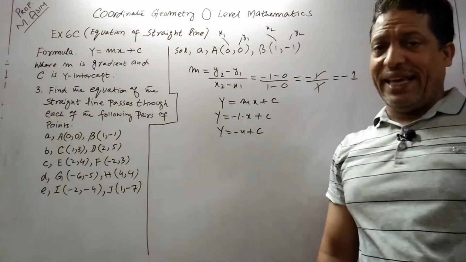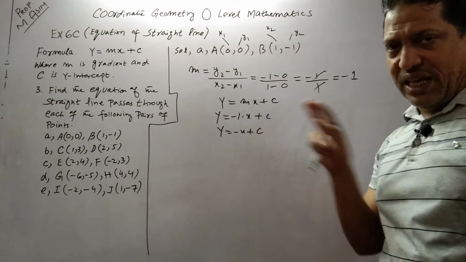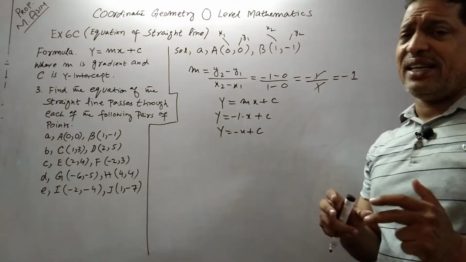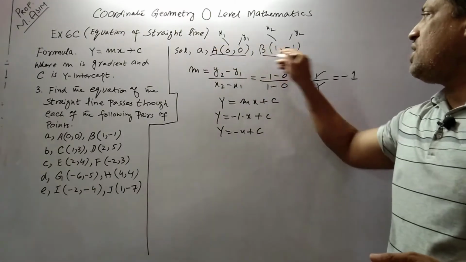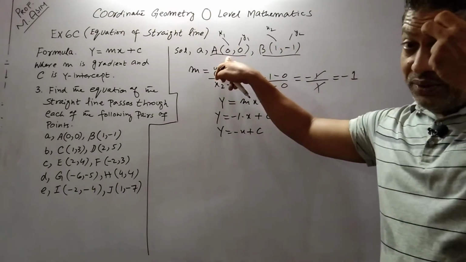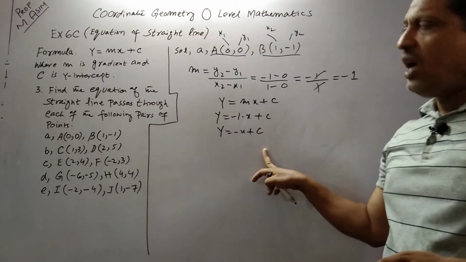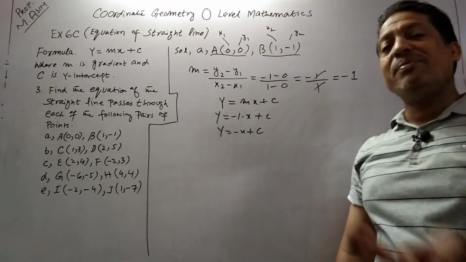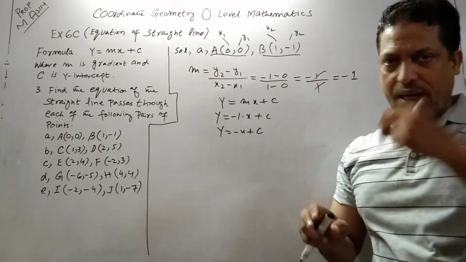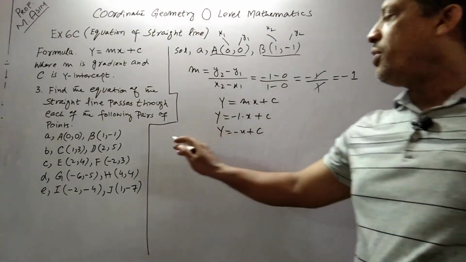Now the second thing is to find the value of c. How to find the value of c? You can take any one of these 2 points. If you take A (0, 0) and find the value of c, or if you take B (1, -1) and find the value of c, your answer will be the same. I can prove it.